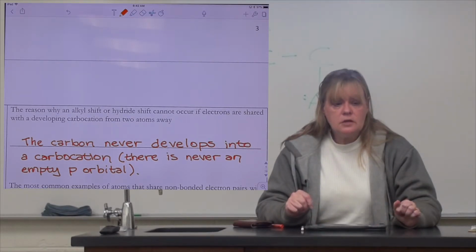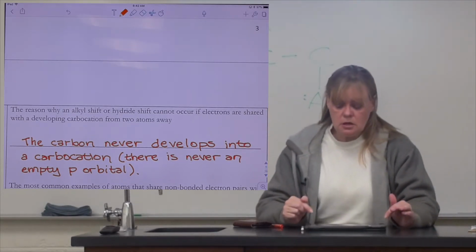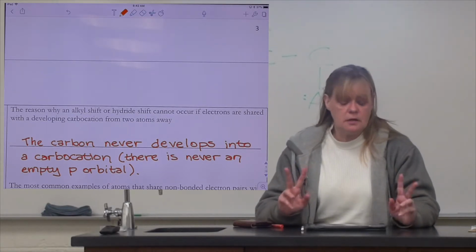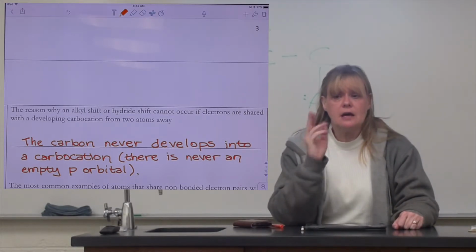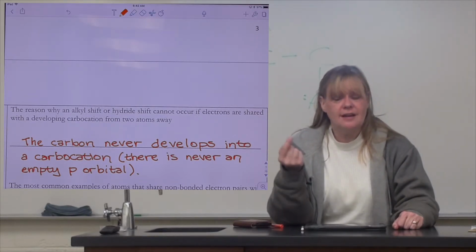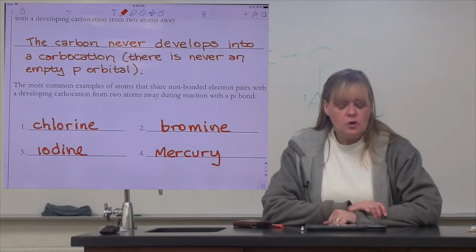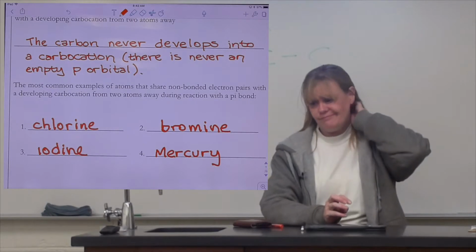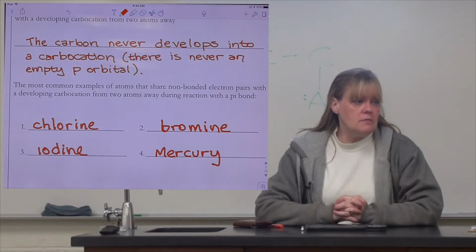Okay, and I'm not entirely sure why I put 4 answer blanks for the most common examples of atoms that share non-bonded electron pairs. I think I could summarize it into 2, but that's okay. We'll go with this. And technically, it could be any atom that has non-bonded electrons. This is just the ones that you're going to tend to see in an organic chemistry class, okay? But any of the halogens, chlorine, bromine, or iodine, and that's why I'm saying I could have reduced this down to 2 and just said halogens.